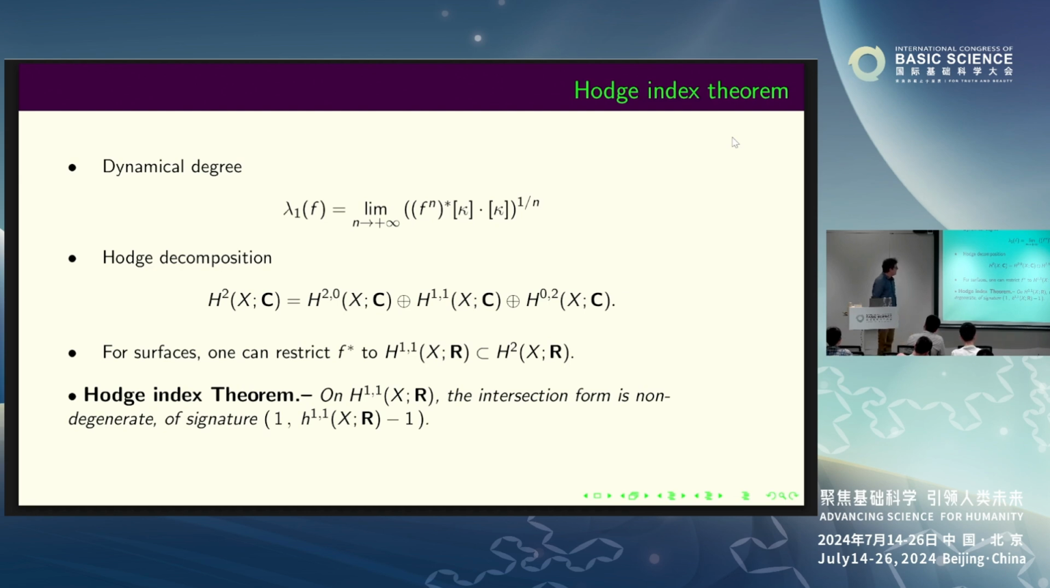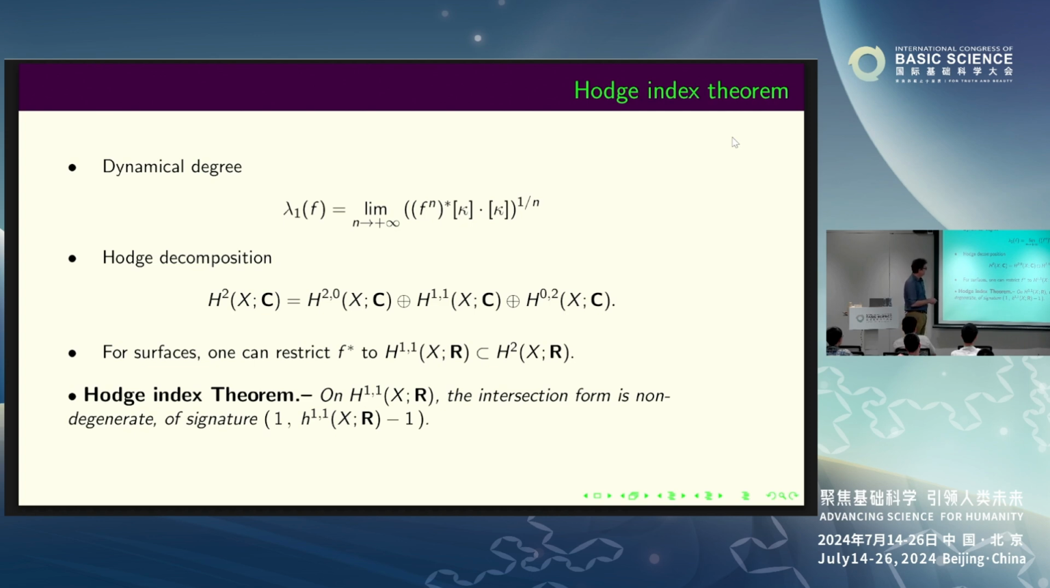So I want to explain some of the properties of these numbers. For this, I will use a Hodge decomposition. So we have the second cohomology group over the complex numbers. It splits in 3 parts: H20, H11, where you have Kähler classes, and H02, which is the complex conjugate of H20. So the action of F on the cohomology preserves this decomposition. And in fact, on the H20 part, all the eigenvalues you see are of modulus 1. The reason is the following.